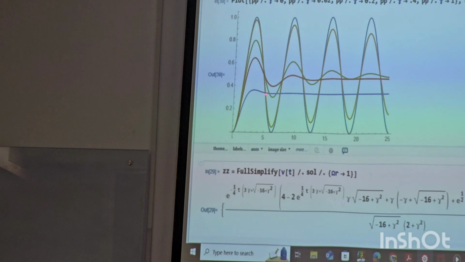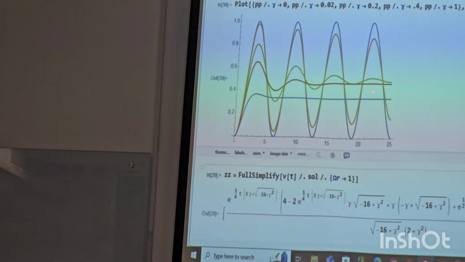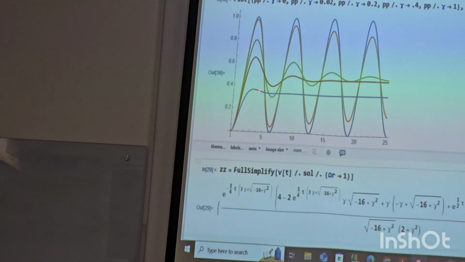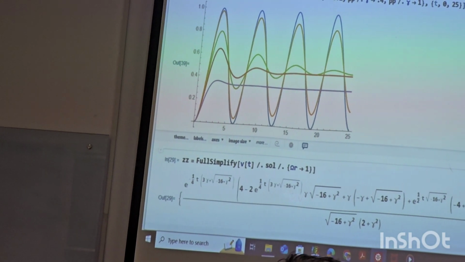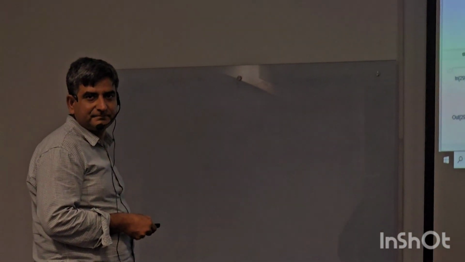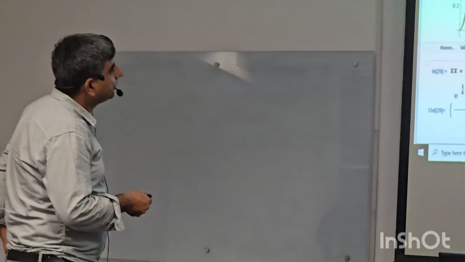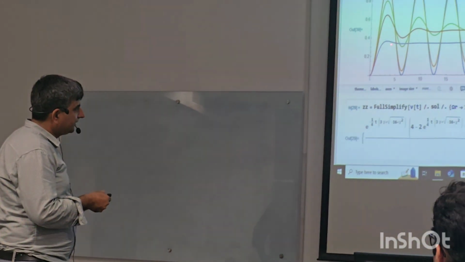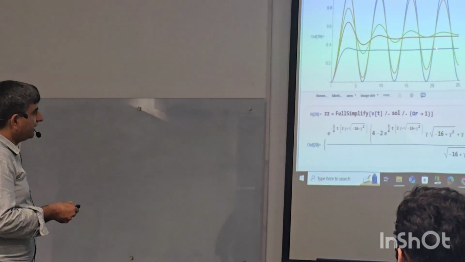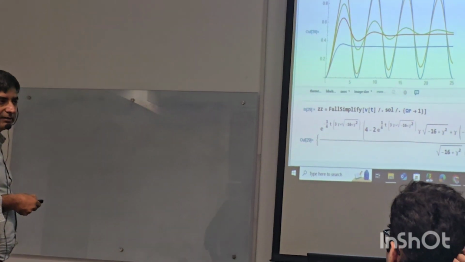The rho BP kind of settles down at a value of 0.3, roughly 0.3. If your damping is large, this saturation is achieved very quickly.